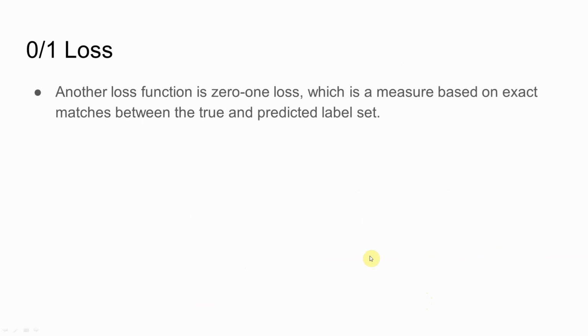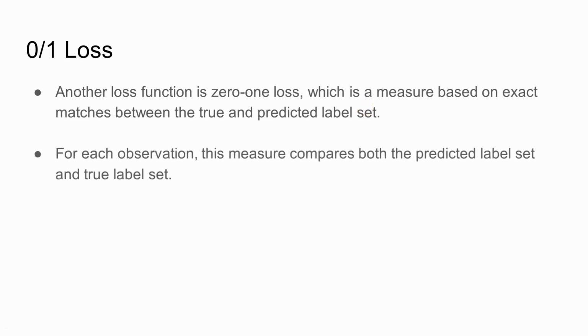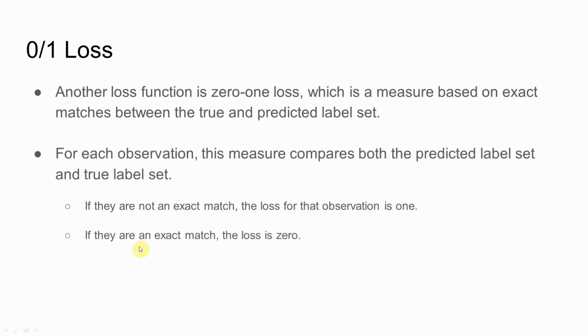The next one is 0-1 loss. This is a stricter way of evaluating your predictions. You need to predict basically everything correctly to get a 0. If you have 1 label incorrect, then it is a 1. It's a loss. So for an observation, this measure compares both the predicted label set and the true label set. If they are not exactly matched, the loss for the observation is 1. And if they are exactly matched, the loss is 0.